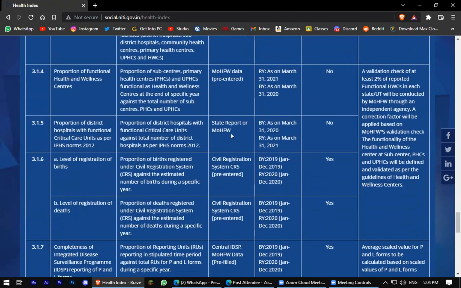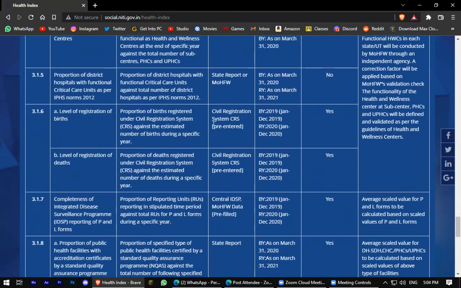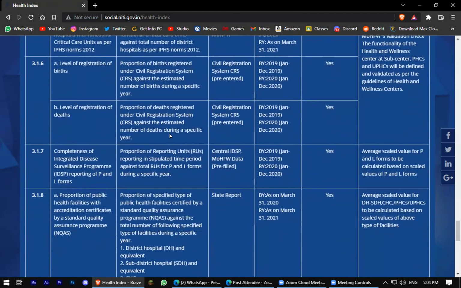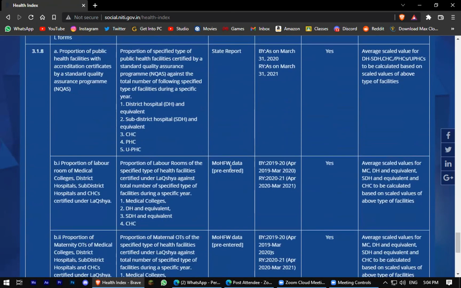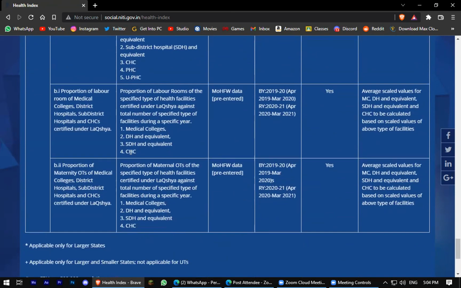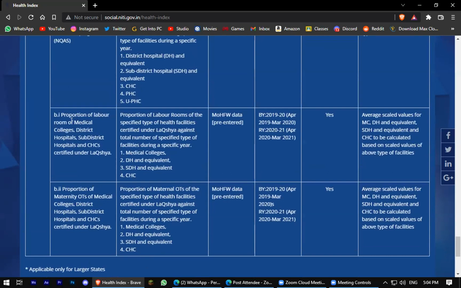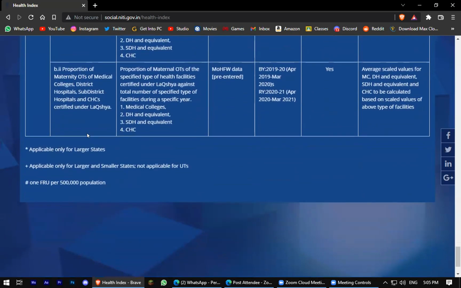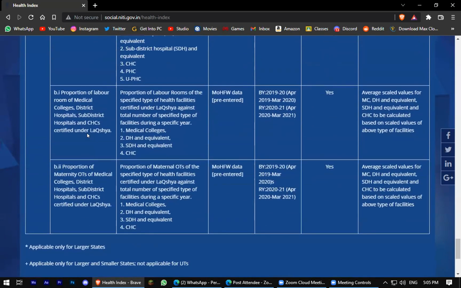State report of MOH, civil registration, the CRS system is giving the birth registration and the death registration in any of the state, town, village, likewise. So taking account of each and everything about a district hospital, sub district hospital, CHC, PHC, UPHC. By that, proportion of labor rooms, how many labor rooms are there? Proportion of maternity OTs, how many are there? And then we get the data set.